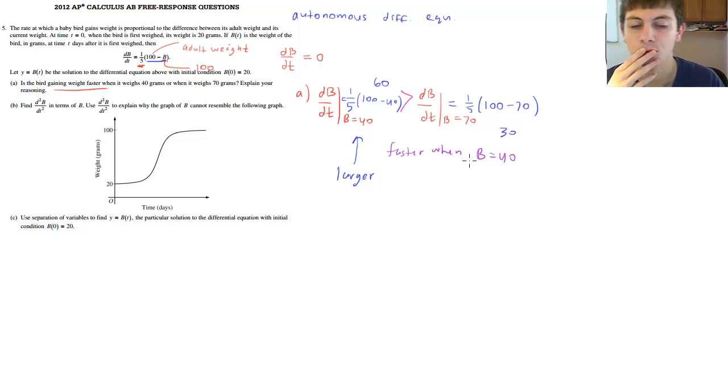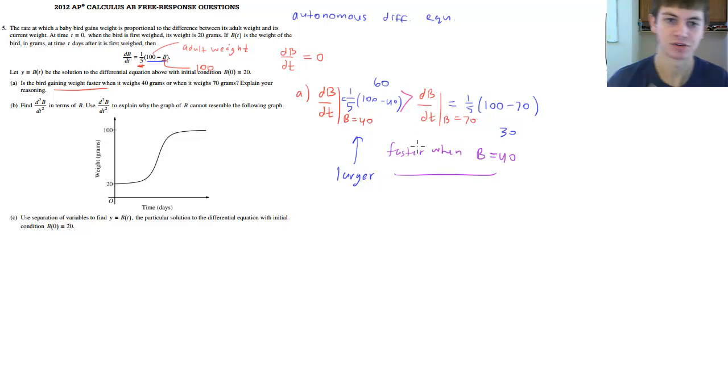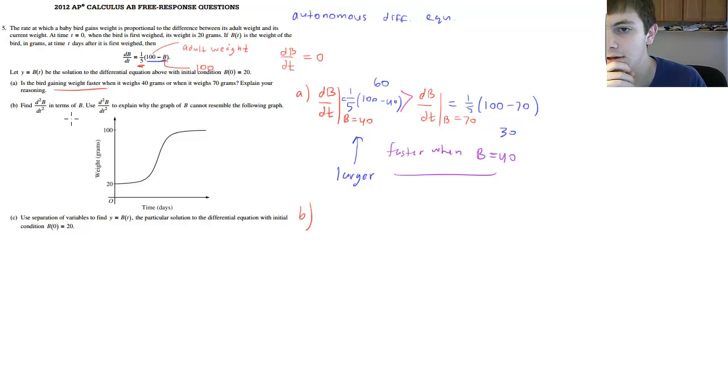And we don't yet know what time that is at, because this equation is given to us in terms of B. Your reasoning would basically be that dB/dt at B equals 40 is greater than dB/dt at B equals 70, and that's exactly enough to get your point across. All right, find d squared B over dt squared, the second derivative of B with respect to time, in terms of B, which is what we already have here.